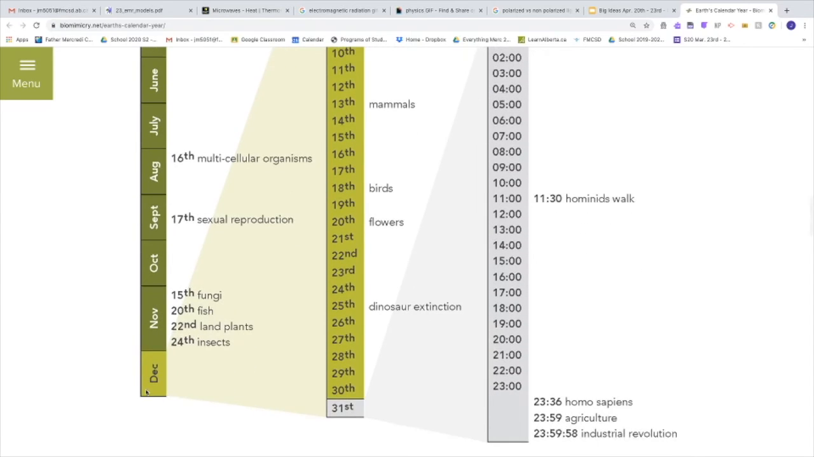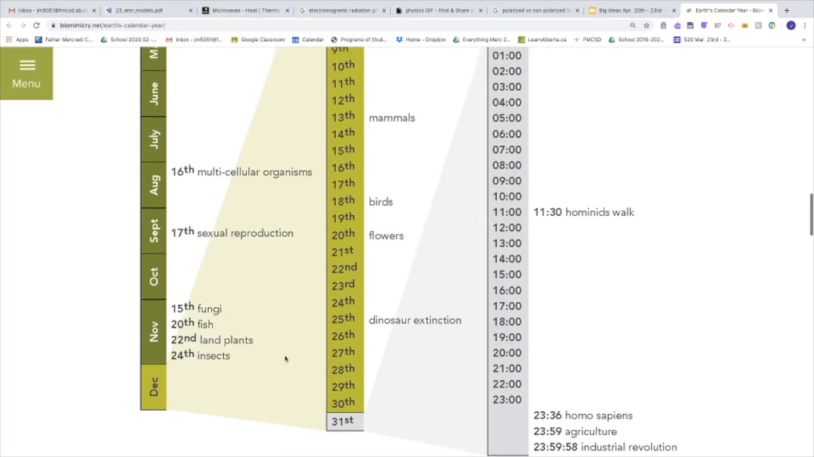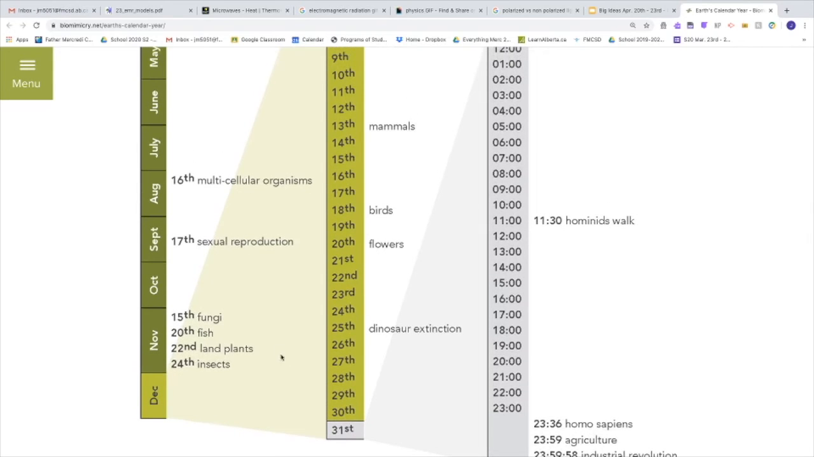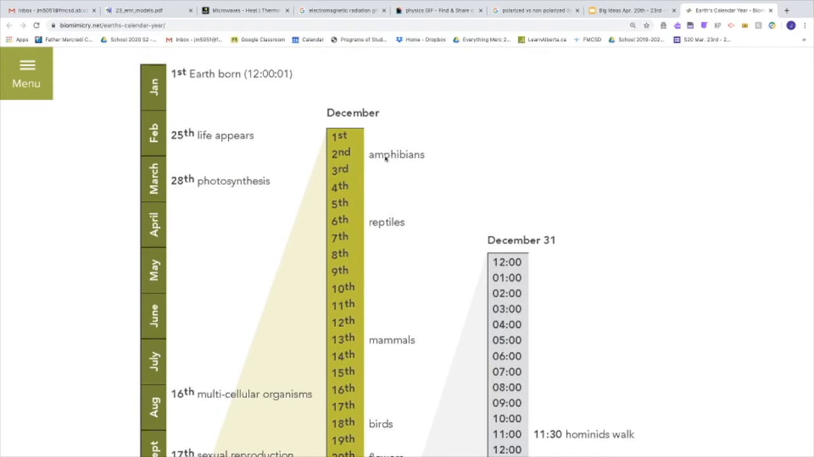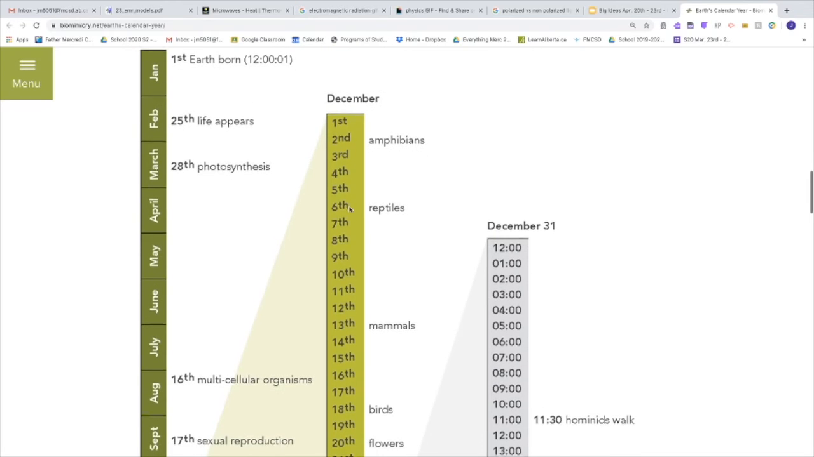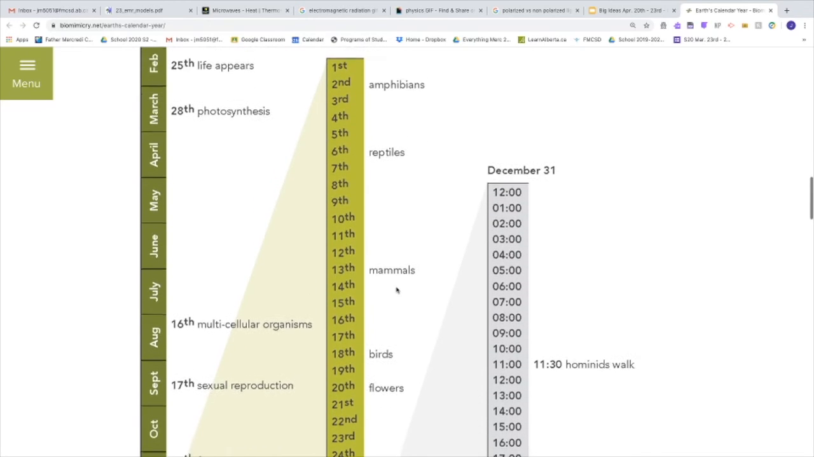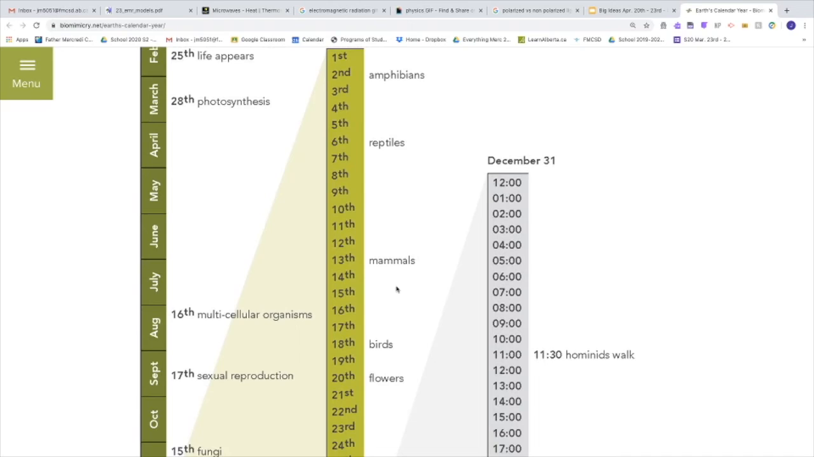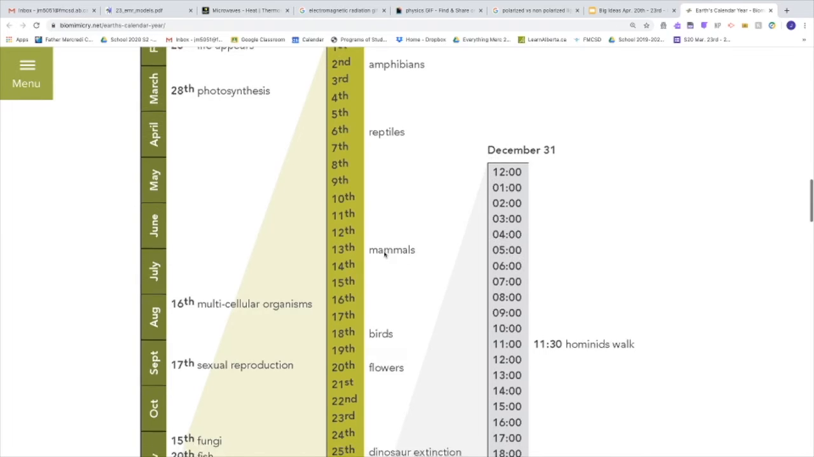December, the last month of our Earth's history, if the Earth is squeezed down into 1 year. On the 2nd, that's where frogs, amphibians appear. On the 6th, reptiles. The mammals, just 2 weeks ago from where we are, is when mammals first appear. And we get all the mammals we have now, all the primates, all the rodents, all the dogs, all the whales, all of those. 2 weeks ago, there was none of them if the Earth was 1 year old.